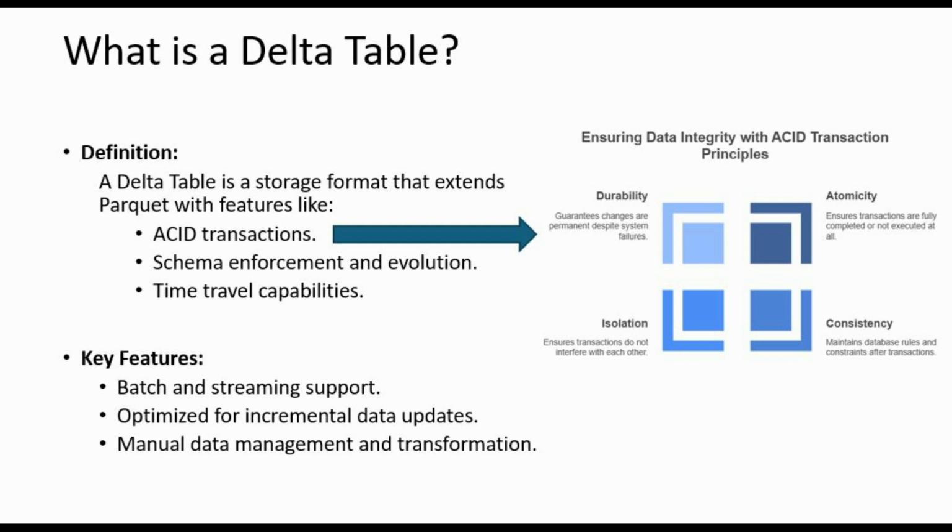And lastly is durability. It ensures that once a transaction has been committed, the changes are permanent, even in the case of system failures like power outages. Example: after successfully transferring money between accounts, the changes will persist, even if the system crashes immediately afterward.